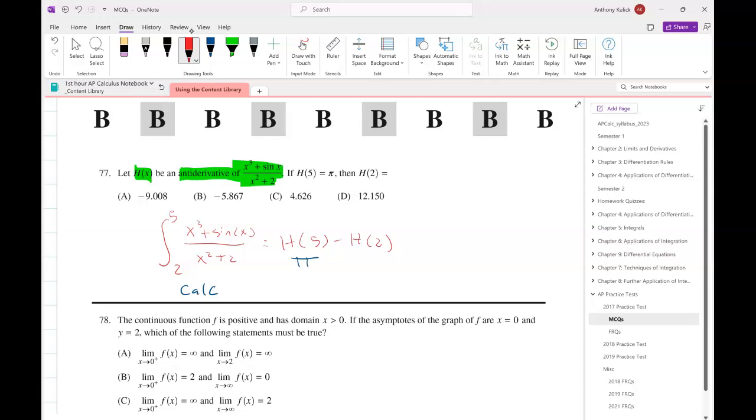76 is D. 77 is B. 78 is C. 79 is B. 80 is A. 81 is D. 82 is D. 83 is C. 84 is D. 85 is B. 86 is C. 87 is B. 88 is C. 89 is A. And 90 is C.